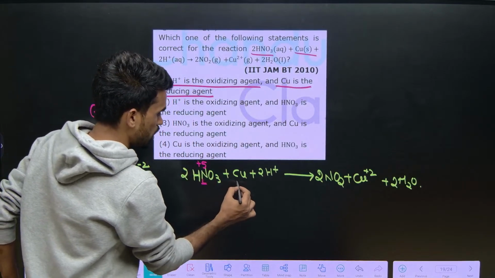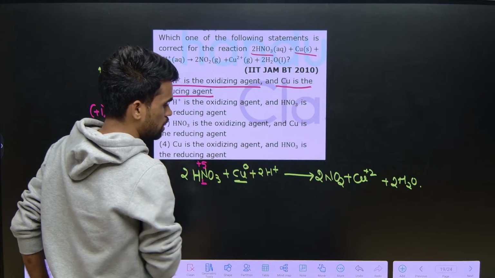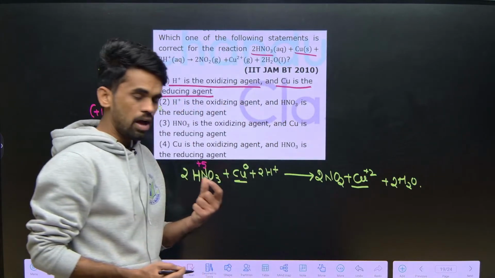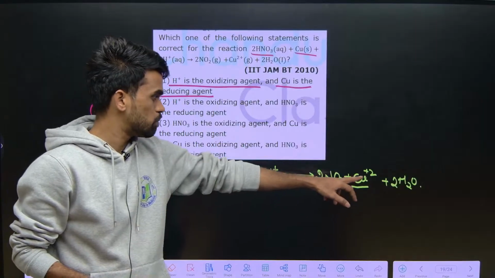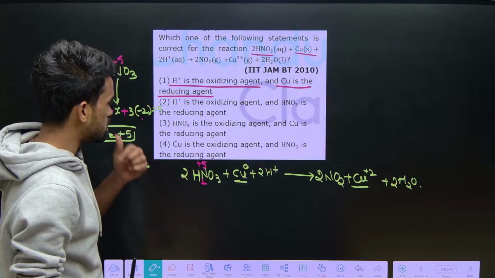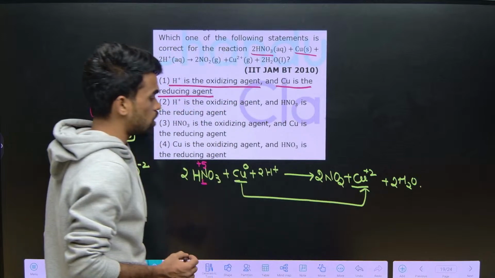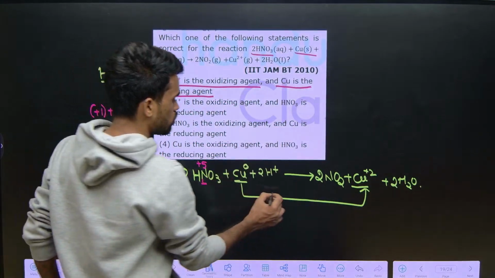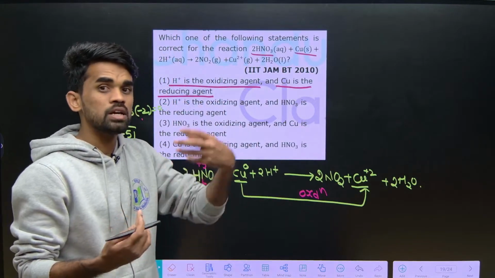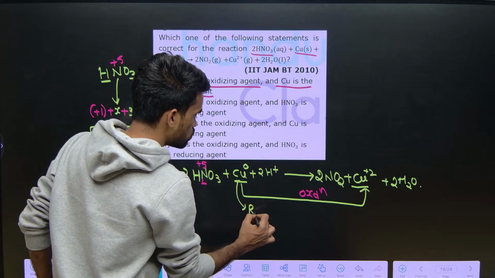Next, if any species is in its elemental form, the charge on it is 0, meaning its oxidation state is 0. And any ion existing independently, like Cu2+, whatever charge is present on it will be considered its oxidation state. Now what is happening here? Copper goes from 0 to +2. What is this process called? It is the loss of electrons, so you can say this is an oxidation process. If a species is undergoing oxidation, it will be reducing others. So this is undergoing oxidation, and you can say this is a reducing agent.